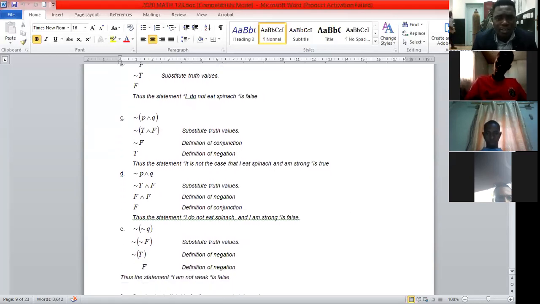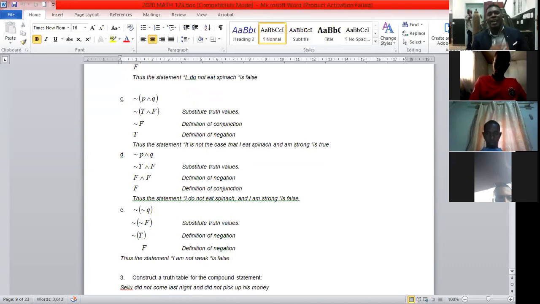I move on to the next example, the negation of P and Q. So we are looking at the negation of P and Q. What is P? P is true. So the negation of true, and Q is false. The negation of true is F, and I have false. So false and false is equal to false. So that is a false statement.